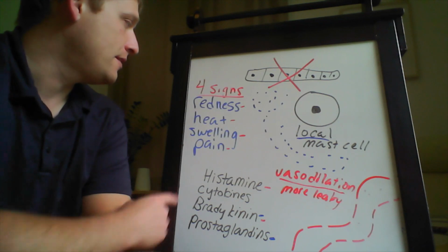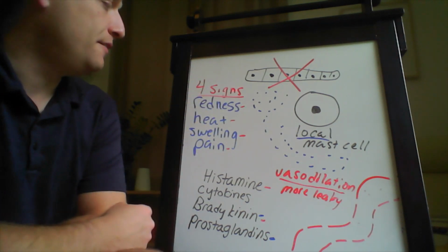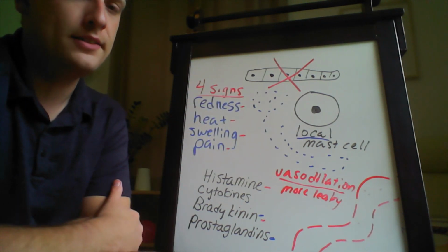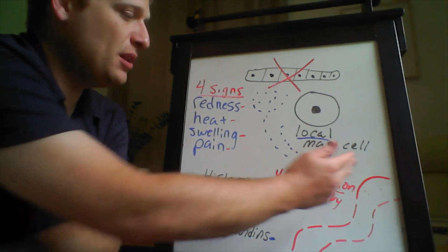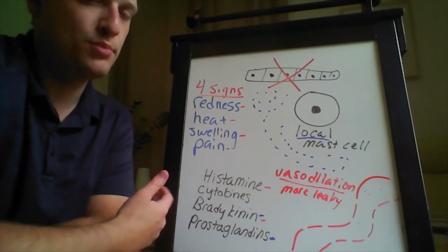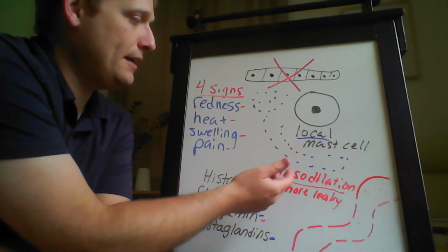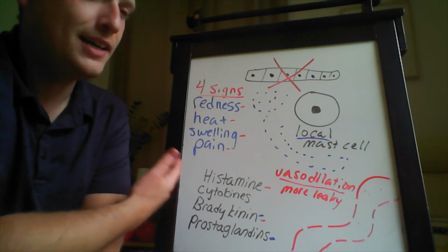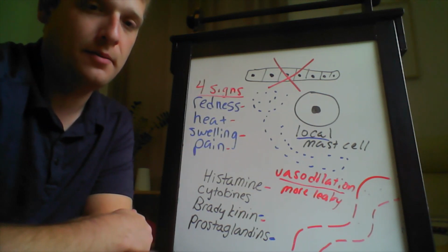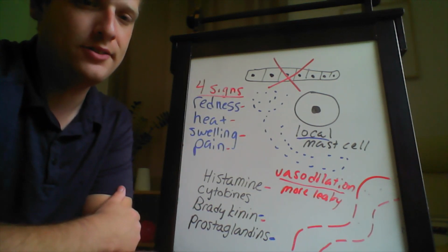So again, the four cardinal signs of inflammation are directly related to blood flow that's brought on by the release of inflammatory mediators. And these can also have an effect on transmission of pain signals.